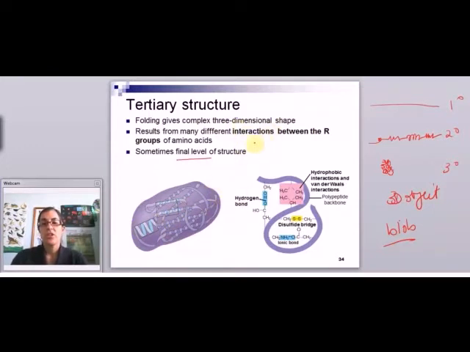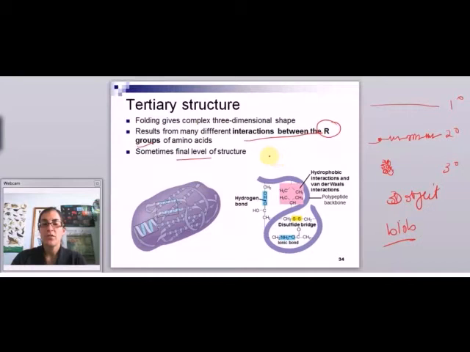The tertiary structure is facilitated by interactions in the R groups. So not the backbone, but the R groups, or the variable part of the amino acid. These interactions can be hydrogen bonds between the R groups. They can be ionic bonds between charged R groups. Disulfide bridges are covalent bonds between sulfurs in the R groups. You can have hydrophobic interactions.